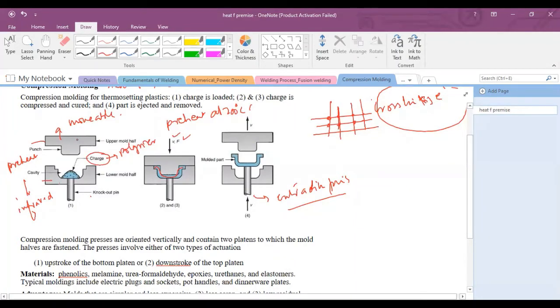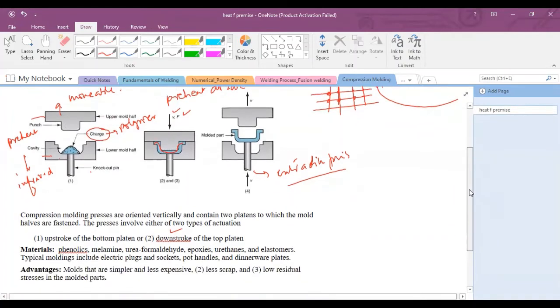The upper part will be in a fixed position in the upper stroke. This lower part will move upward hydraulically in the upper stroke and perform the compression molding. In the downward stroke, the upper part will move down and the lower part will be in fixed condition. So that is the downward stroke.